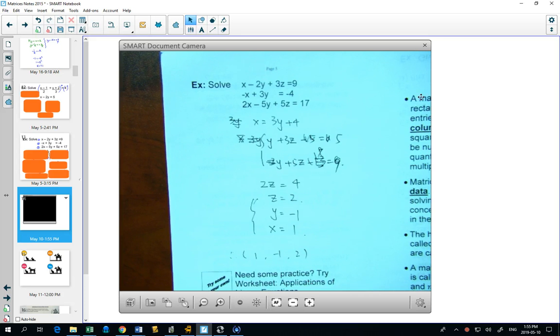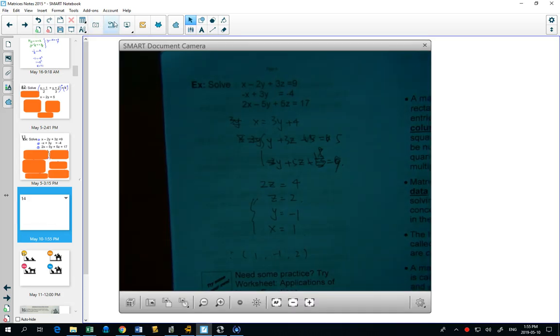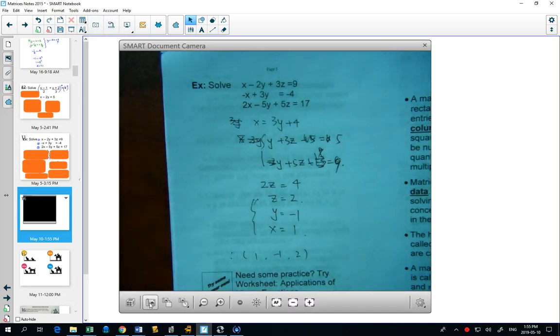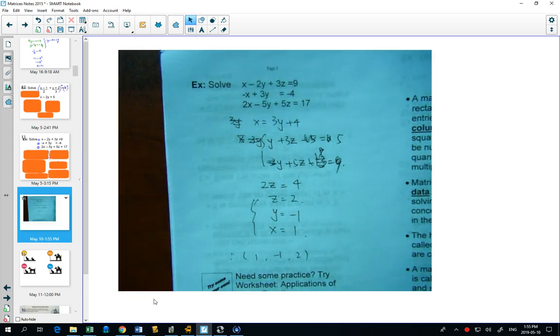Can you see it, or is it too bright? It's too bright. Start it again. That's perfect.